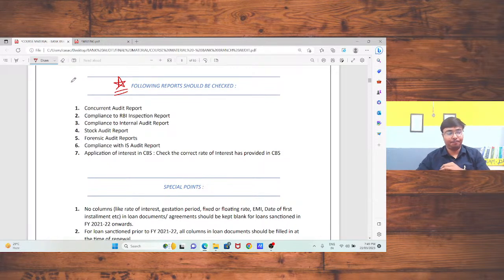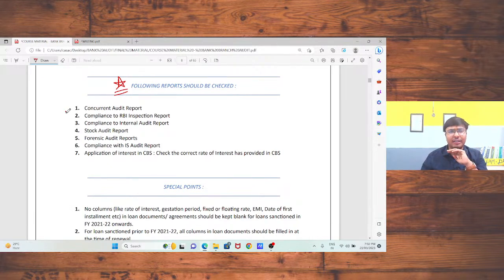Now, sir, the following reports should be checked when you are going for a bank branch audit. Before starting the audit or during the audit, you should demand certain reports from the bank manager: sir, please provide the reports and we want to check the comments.